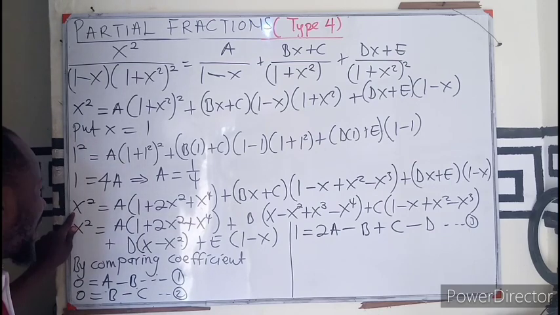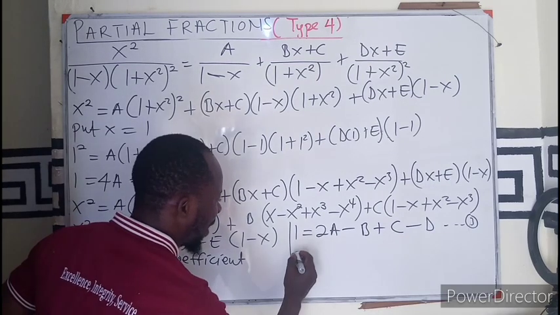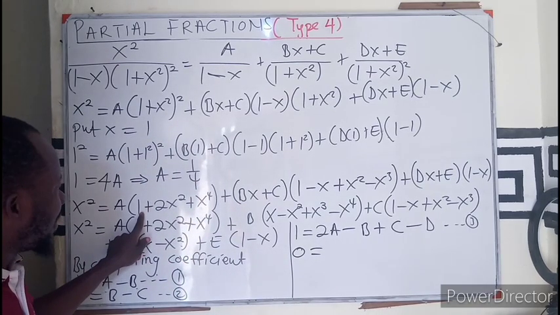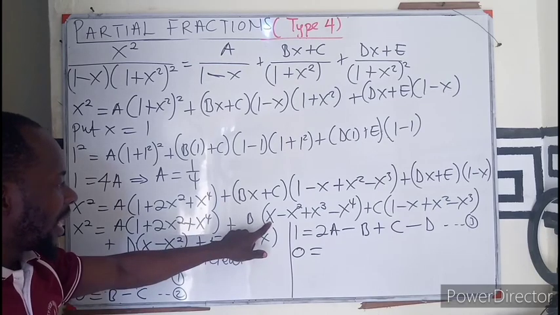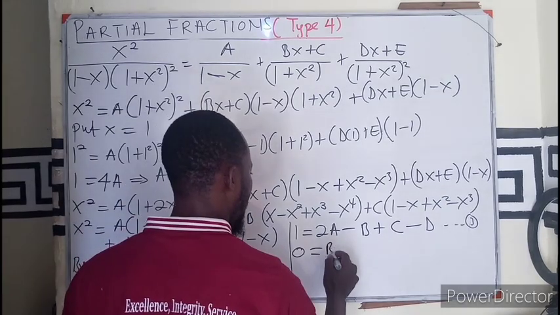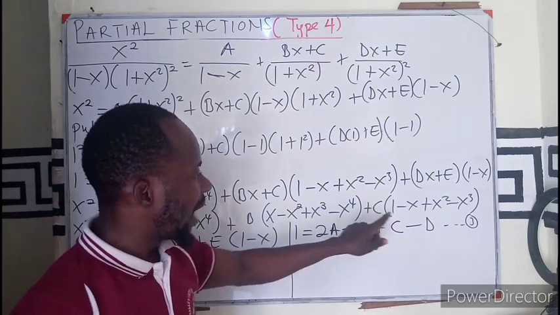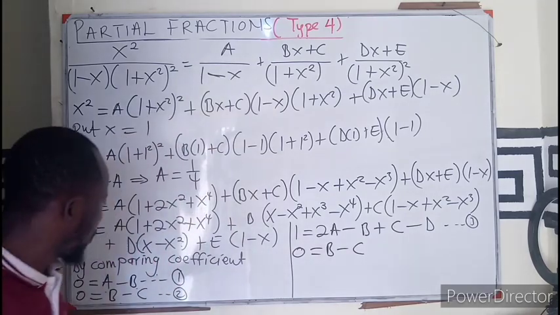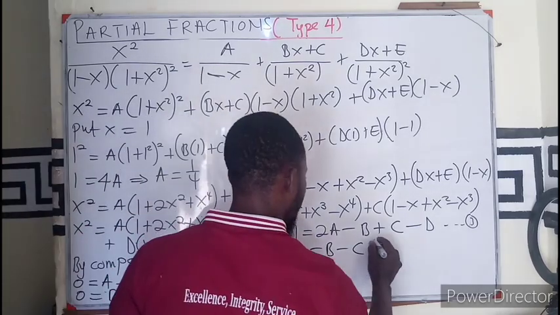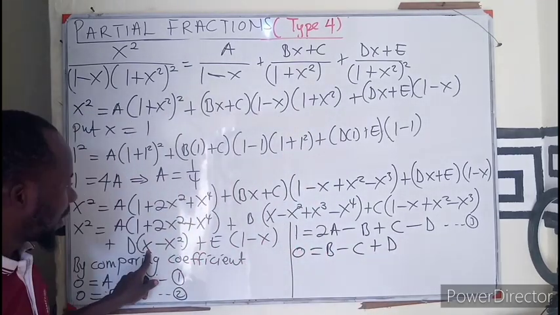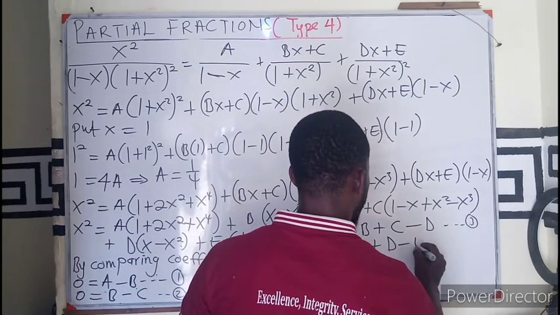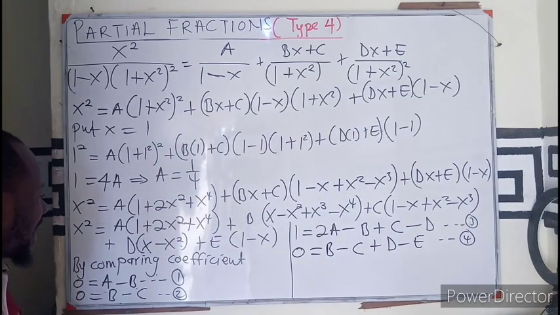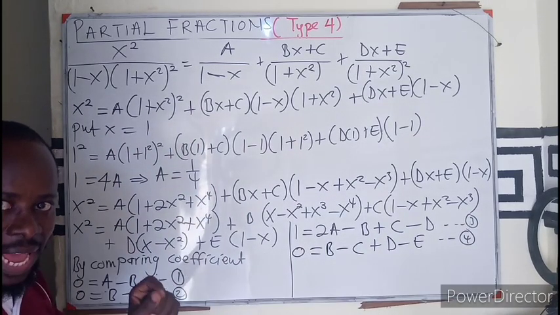Let's go to the single power. That is the power of x. Already there is no power of x here. So we have 0 equals to. There is no x here. But we have x here. So that will be b. Do I have x here? Minus c. There is x here. Plus d. And there is x here. Minus e. Equation 4.